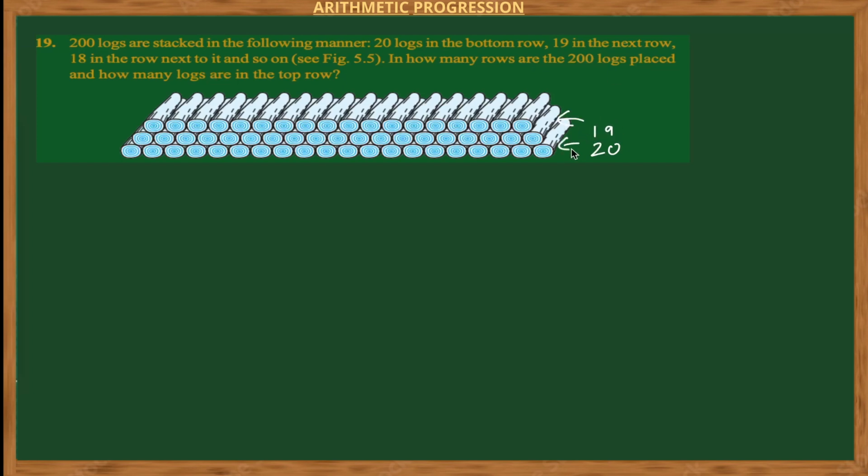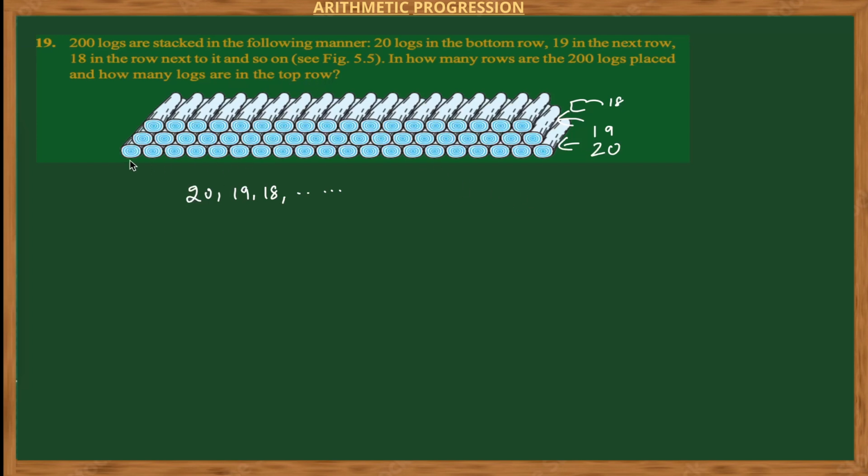18 in the next row, and so on. It keeps reducing, so you have a sequence here: 20, 19, 18, and it keeps continuing. This is the information given. In how many rows are the 200 logs placed, and how many logs are there in the top row?